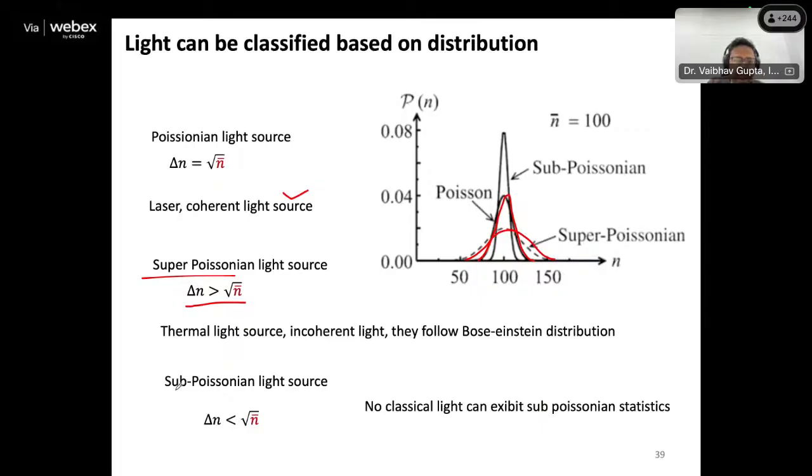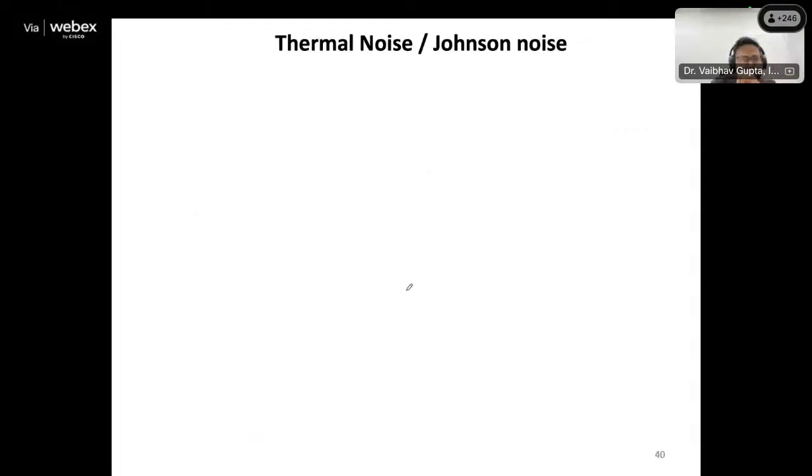And finally, the sub-Poissonian distribution, where fluctuations are much less than the square root of the mean value. There is no classical light source which follows this kind of sub-Poissonian distribution. Usually all the quantum light sources follow this kind of distribution. So what I'm trying to tell you is that noise follows different distributions: Poissonian, Gaussian, sub-Poissonian, super-Poissonian. There are also light sources categorized in terms of distribution, and noise is also categorized in terms of distribution.